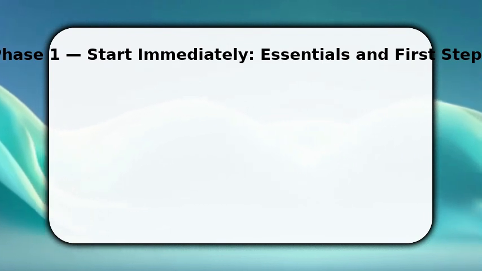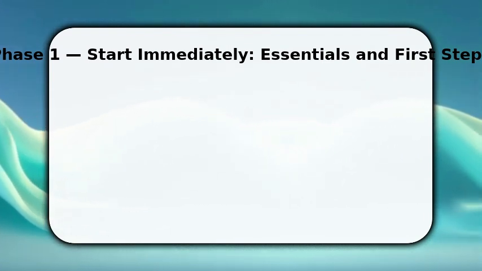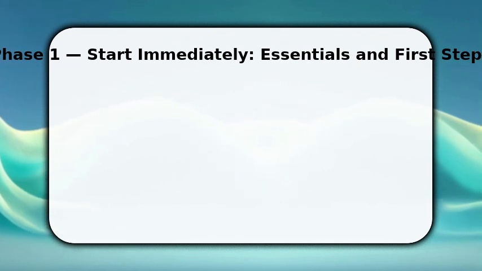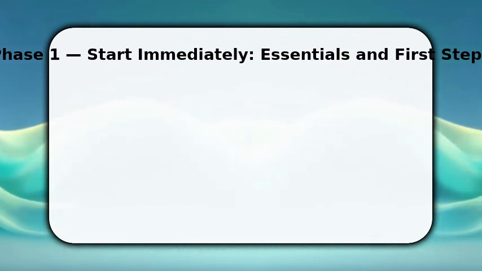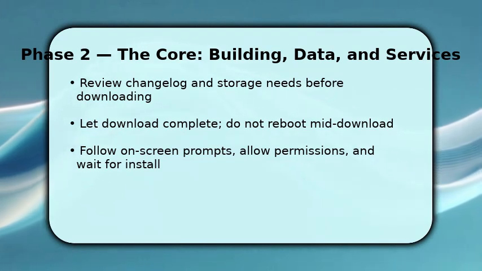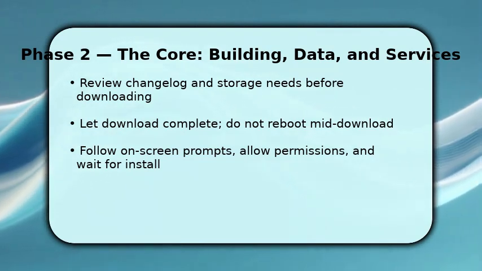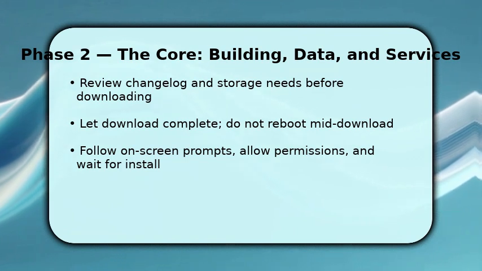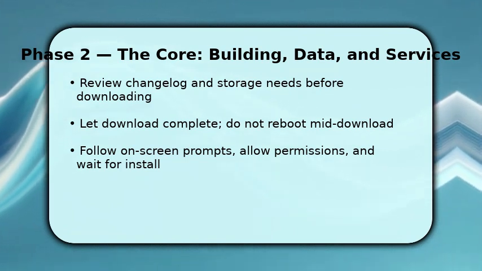Now open Settings, go to System Updates, and tap Check for updates to fetch the latest firmware. Start the download when it appears. You monitor the download and confirm space and changelog details so you know what changes and why. Make sure the file finishes downloading. A partial download can corrupt the package.